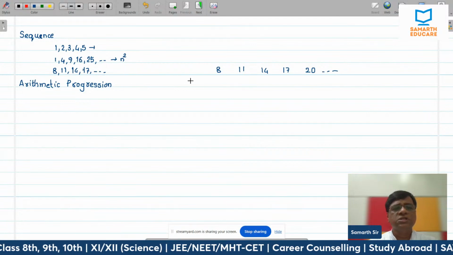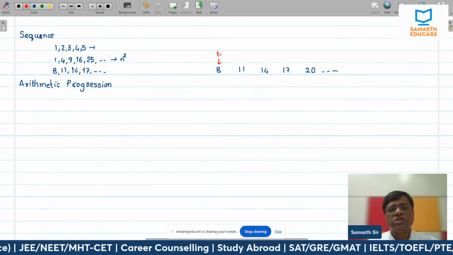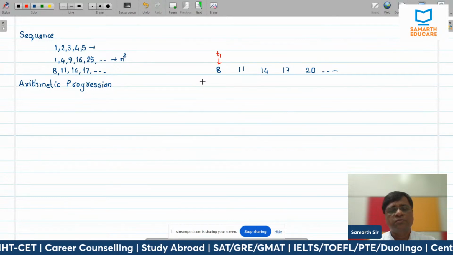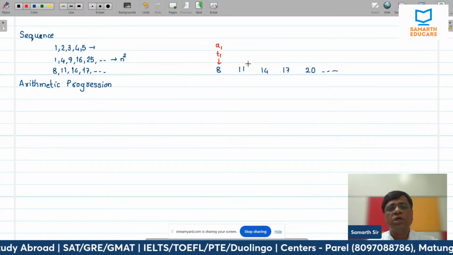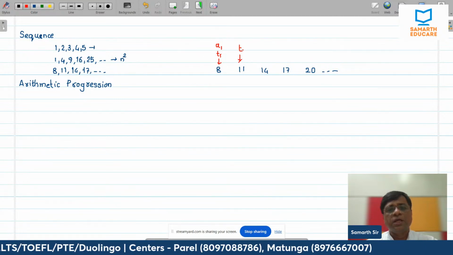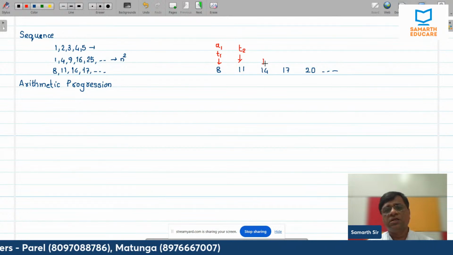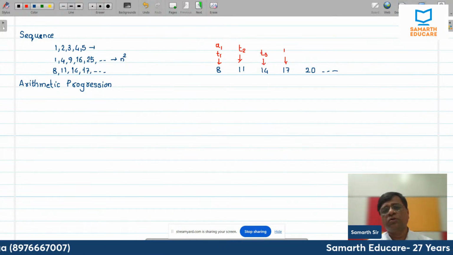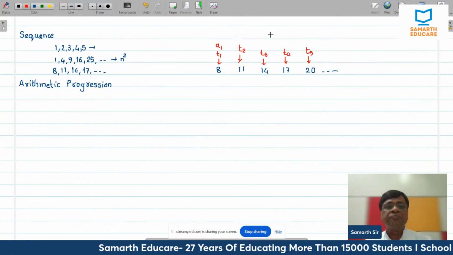Now if you observe this, this is called the first term, which is denoted by T1, or sometimes you also write A1. Okay, now the chapter has already started, right? This is T2, that is the second term. This is the third term. This is the fourth term. And this is the fifth term, and we can go on till the nth term, right?